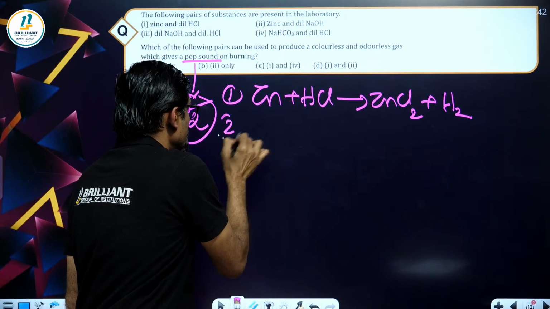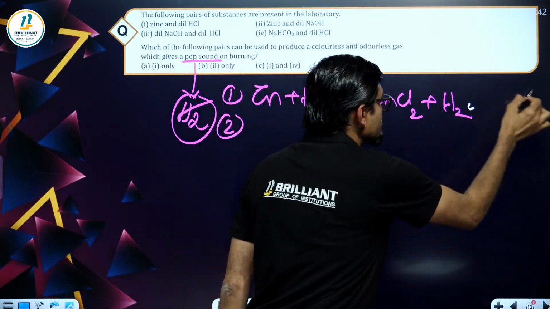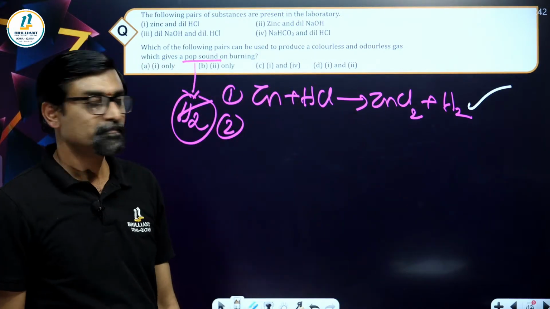Second option. So can I tick the first one? With your permission, children? Right. So it has given us hydrogen because it is converted in the pop sound. Next one.